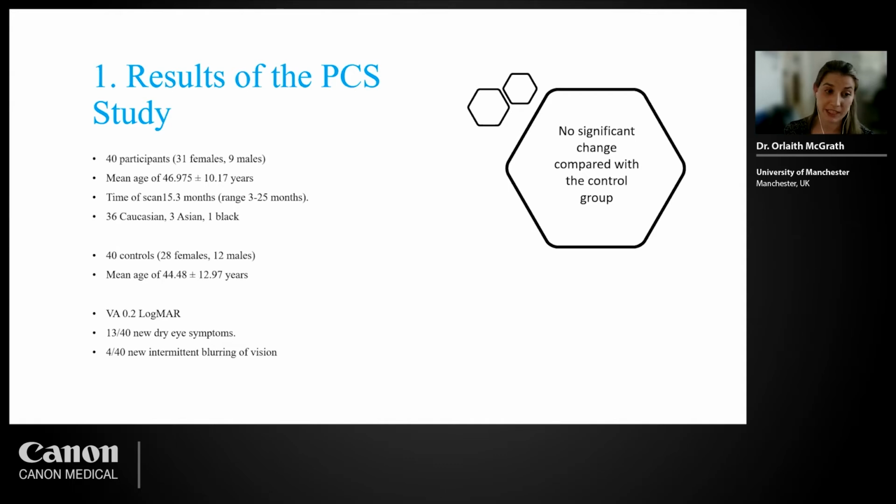So we also compared these then to the 40 controls, 28 females, 12 males, and they had roughly the same age and sex distribution. 44.48 was the mean age there. All the patients had a visual acuity of 0.2 logMAR or better. And just of note or of interest, 13 of 40 did complain. They weren't asked, they just complained as one of their major symptoms that they have dry eyes since COVID. And 4 out of 40 have a new intermittent blurring of vision that just comes and goes.